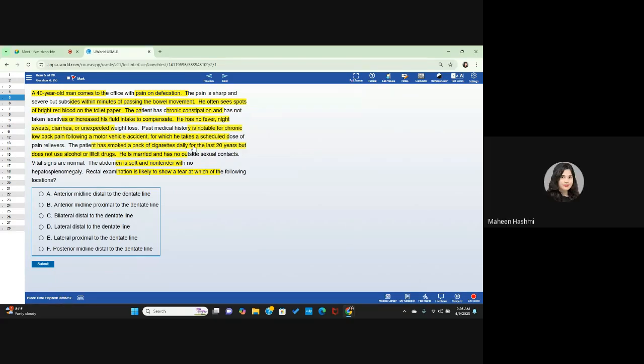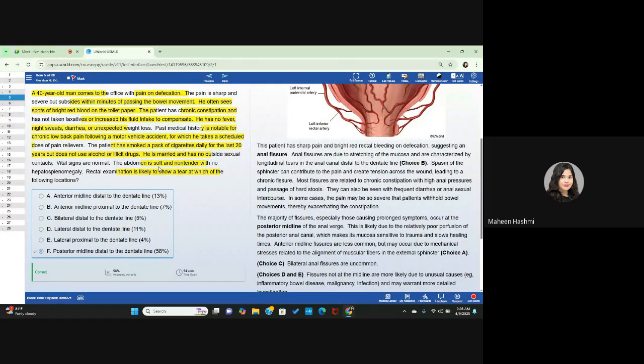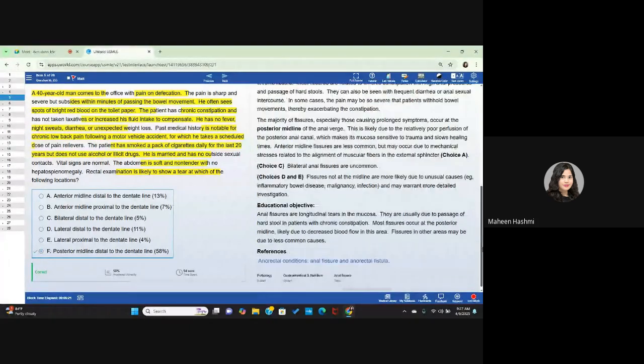Okay, so it's F. Again, they're talking about a tear within the anal mucosa. Probably they're referring to anal fissures. Again, we know that anal fissures are usually located at the posterior midline of the anal verge. Again, it's because of the relatively poor perfusion of the posterior anal canal as well.